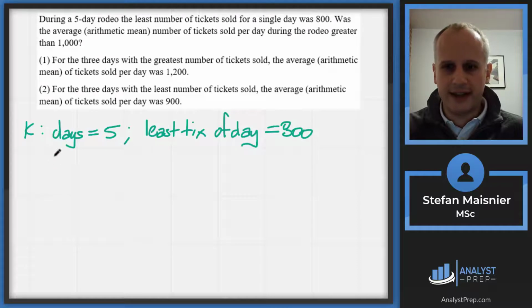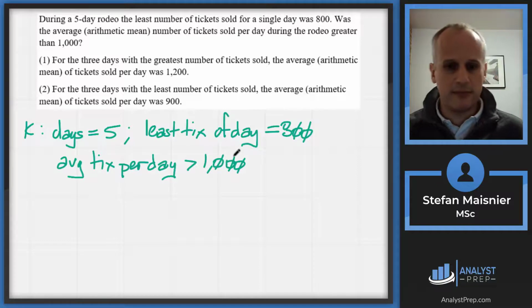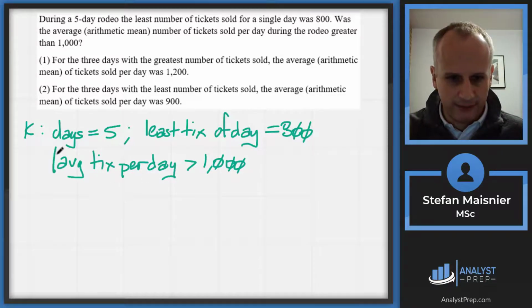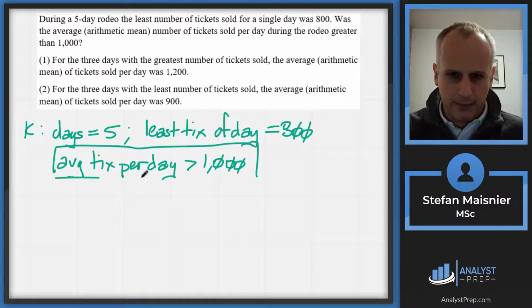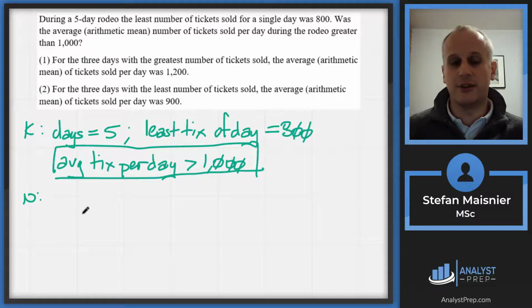And our question is asking, was the average tickets per day greater than 1,000? So once again, we've got our question, we'll box it off, but we want to consider what we need algebraically before getting to those conditions.